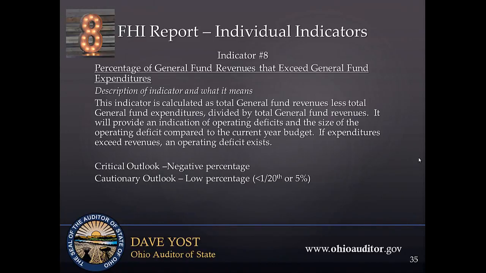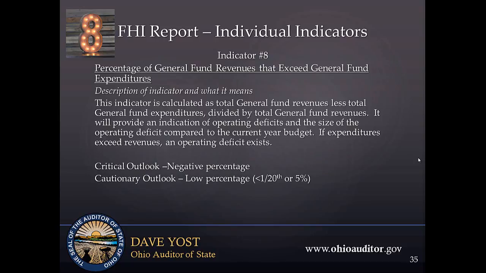Indicator 8 is the percentage of general fund revenues that exceed general fund expenditures. So if they are expending more than receiving in 1 year, this indicator is calculated as total general fund revenues less total general fund expenditures divided by total general fund revenues. It will provide an indication of operating deficits and the size of the operating deficit compared to the current year budget. If expenditures exceed revenues, an operating deficit exists.